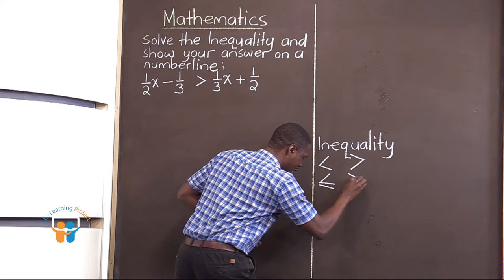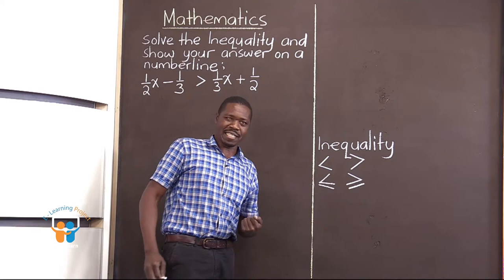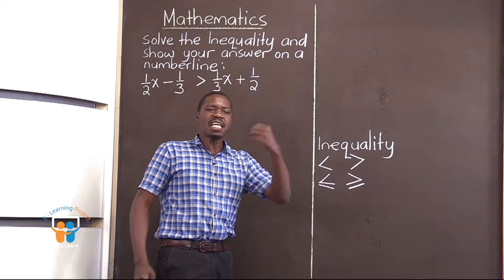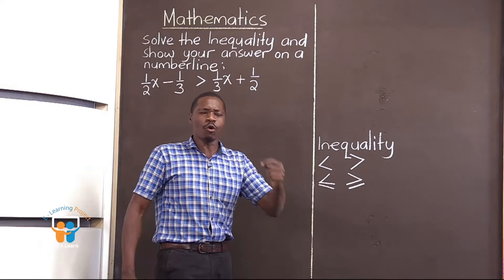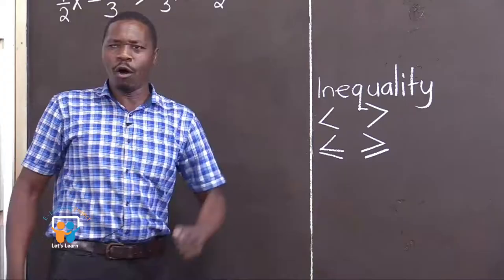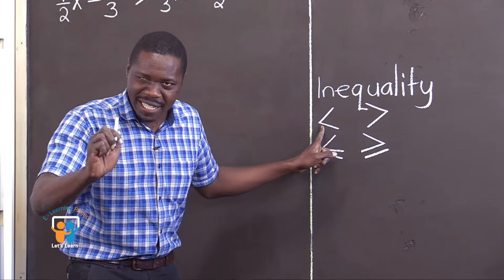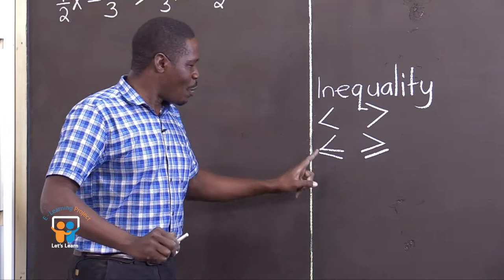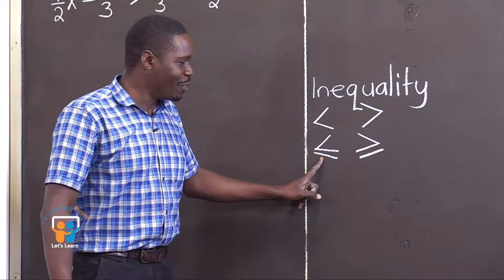Now, these are the symbols that we have in inequalities. Inequalities, remember, do not give us one answer. Inequalities give us various answers. They give us a solution set. They don't give us only one answer. The first one is less than. The next one is greater than. This one is less than or equal to. This one, greater than or equal to.